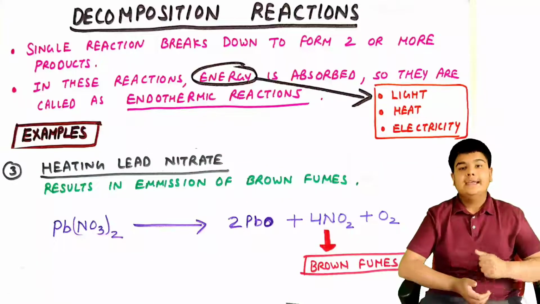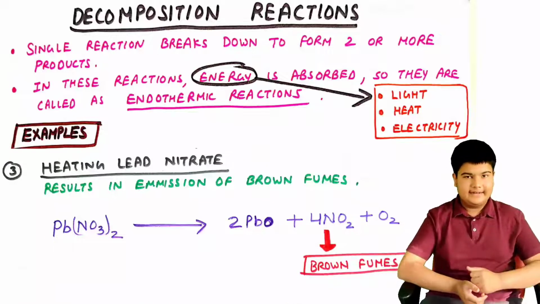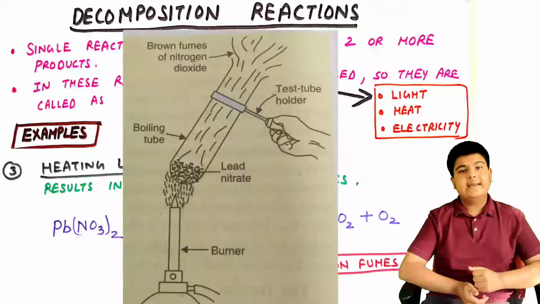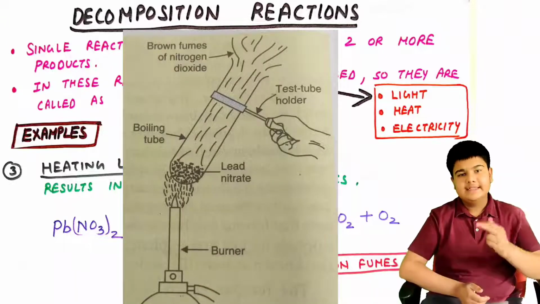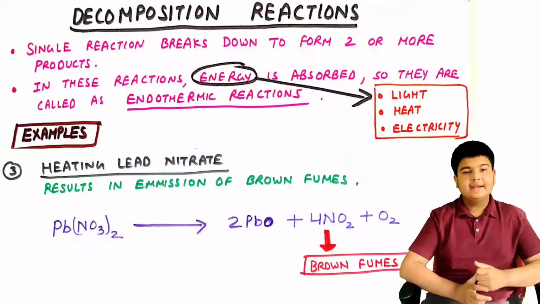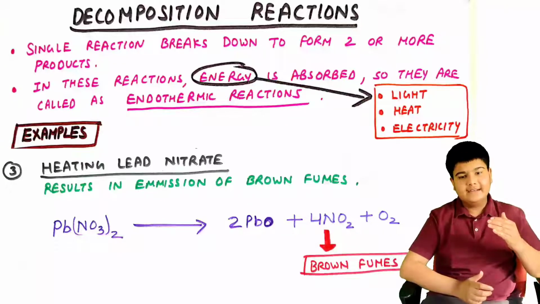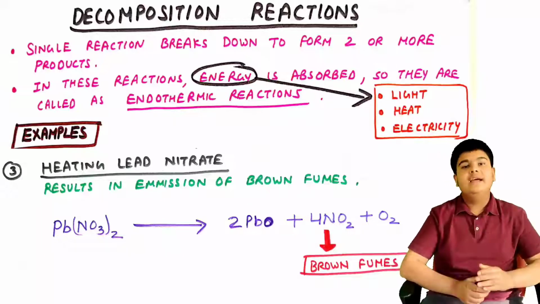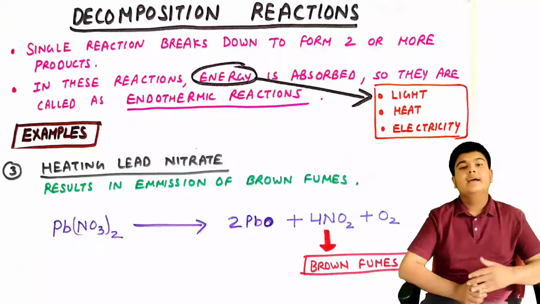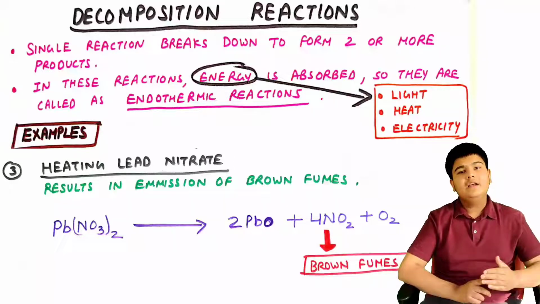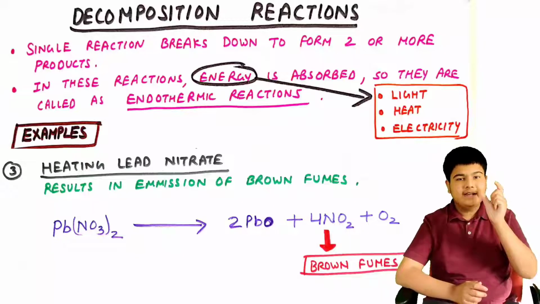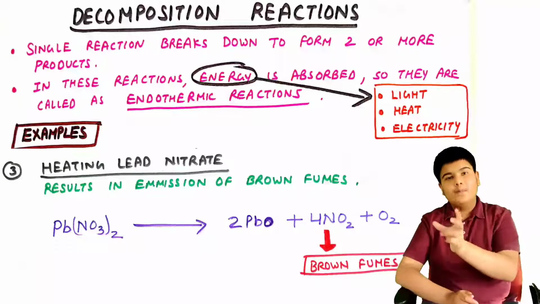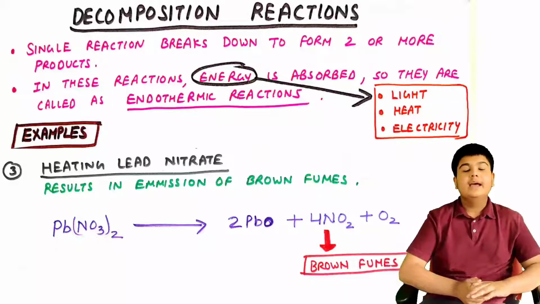Third, heating of lead nitrate. This results in the emission of brown fumes. Let us understand the reaction. In this reaction, lead nitrate breaks down in the presence of heat into lead oxide, nitrogen dioxide and oxygen gas. So in this also, a single reactant is breaking down into multiple products.